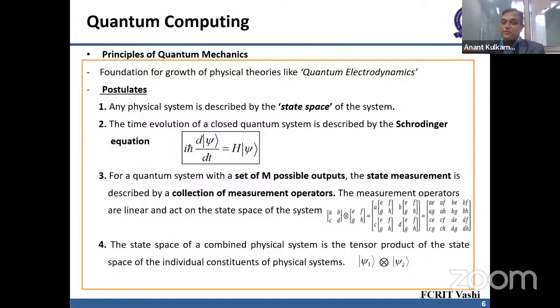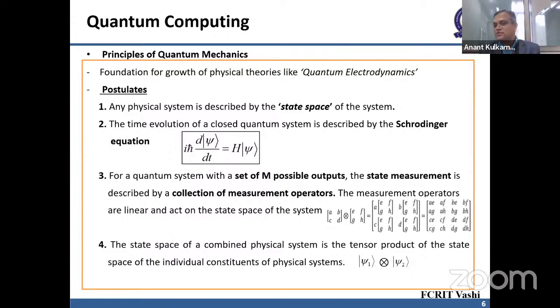The first postulate of quantum mechanics is that a physical system is described by the state space of the system. So it will have a state space. And time evolution, how the system evolves, is governed by the Schrodinger equation. You would have heard of the Schrodinger cat. You can go through it in detail to understand what the Schrodinger equation is and how it governs quantum mechanics. If you look at this equation, I have presented it using the ket notation. There are two notations in quantum computing, bra notation and ket notation. We are using the ket notation for this Schrodinger equation.